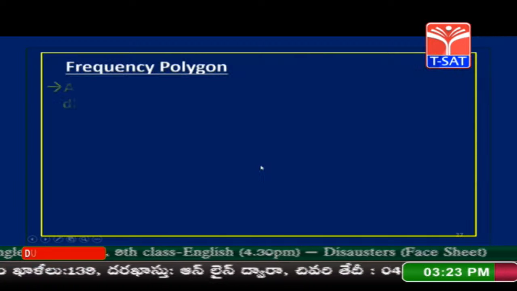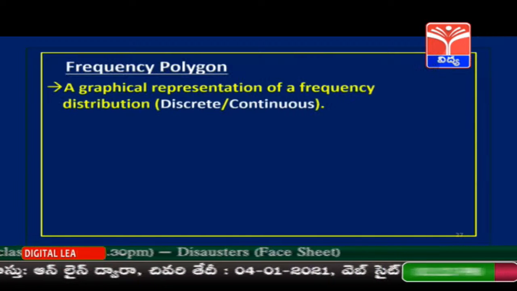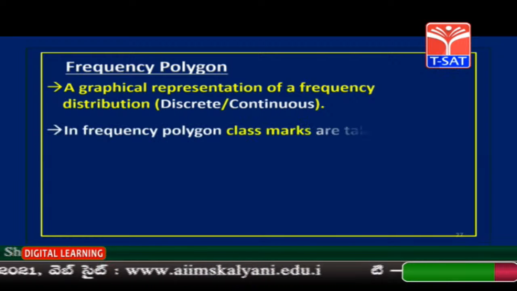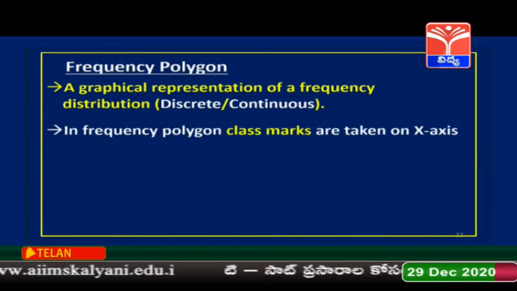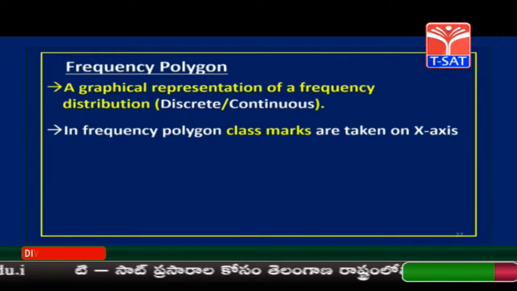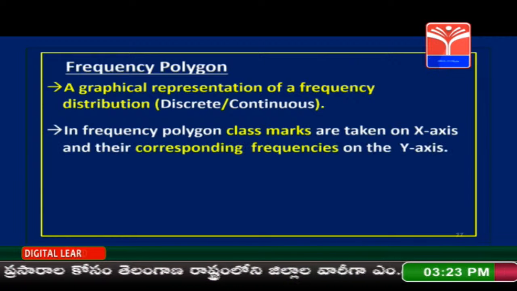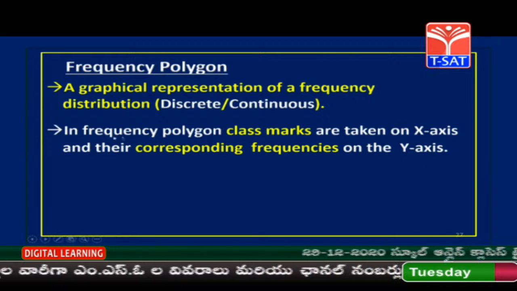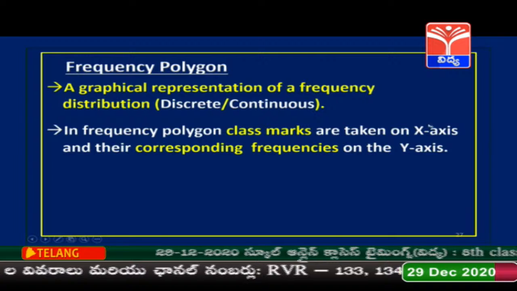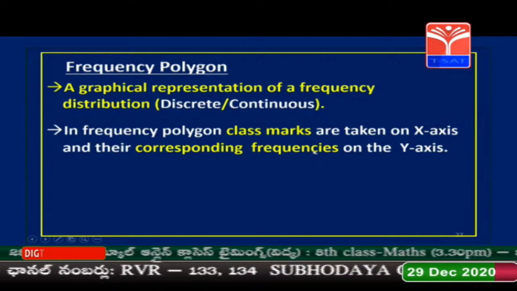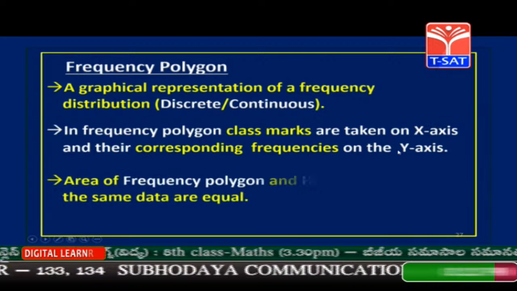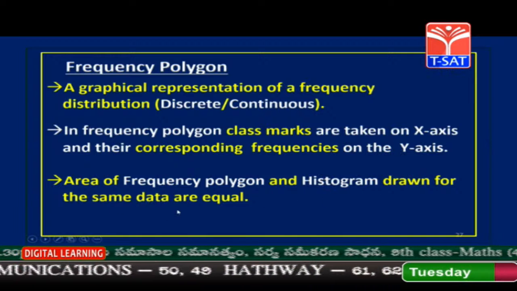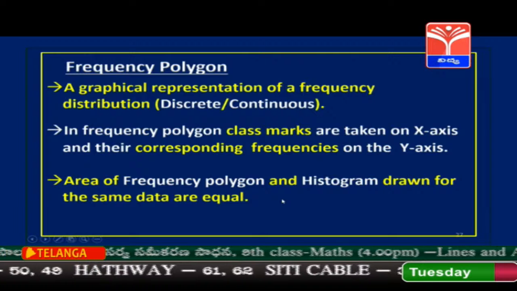Now let us understand what is a frequency polygon. It is a graphical representation of a frequency distribution, either discrete or continuous, meaning inclusive classes or exclusive classes. In a frequency polygon, class marks are taken on the x axis and their corresponding frequencies on the y axis. Try to understand this, children. The area of a frequency polygon and a histogram drawn for the same data are equal.